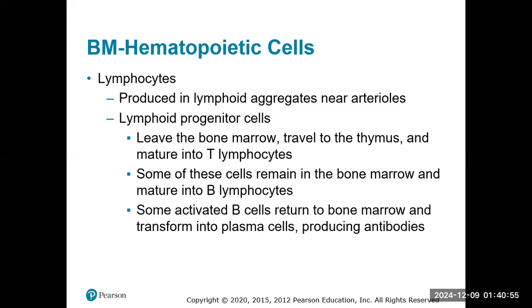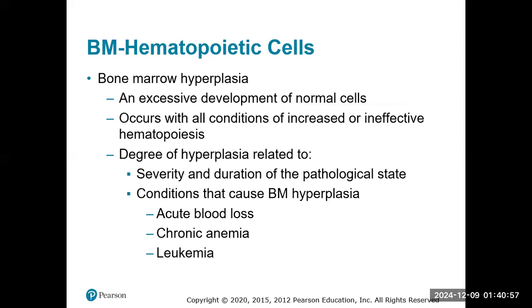And we'll talk about that a little bit more a little later in the class. So just some terms that we'll be dealing with. The term hyperplasia means you have too many normal cells. So you have an excess development of normal cells in the bone marrow. So if you have that in the bone marrow, you will typically see it in the peripheral blood.